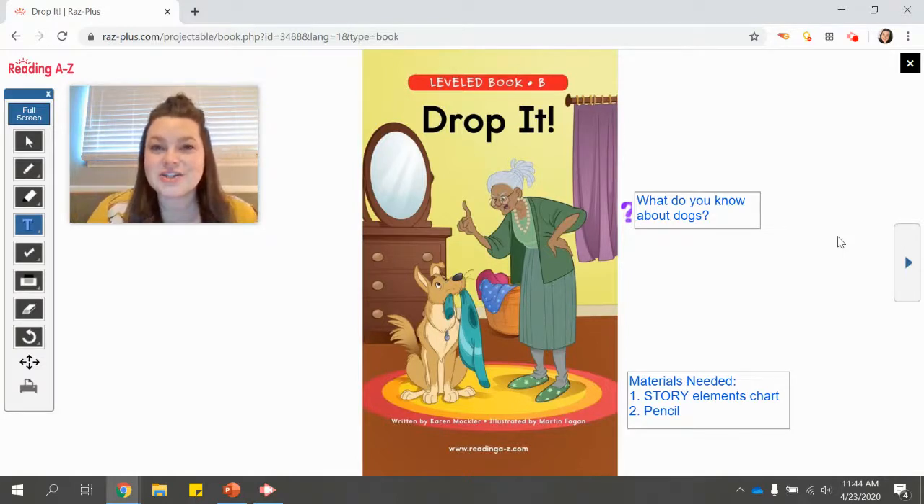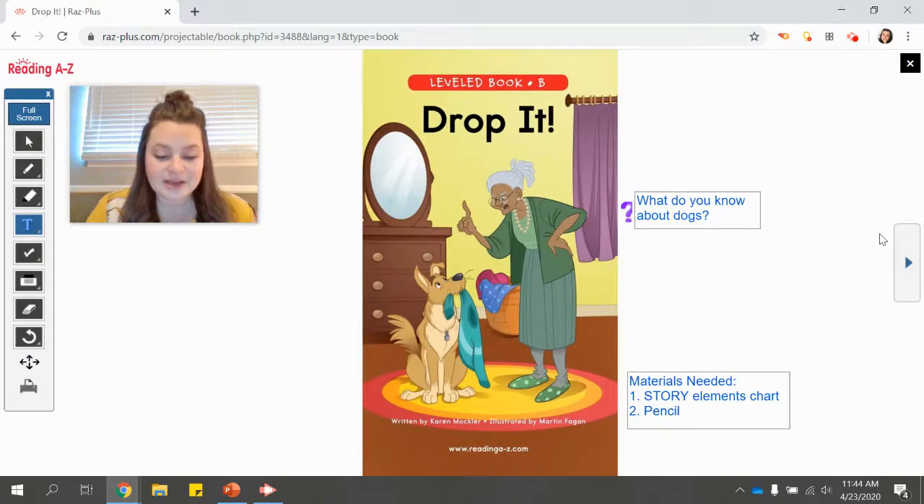The materials you're going to need today are your story elements chart. If you can't print the story elements chart, then you can just do it on a piece of paper, and you'll also need a pencil. Pause the video and get your materials and then come on back to me. All right, now that you have your materials, we're going to be talking all about the different story elements today.